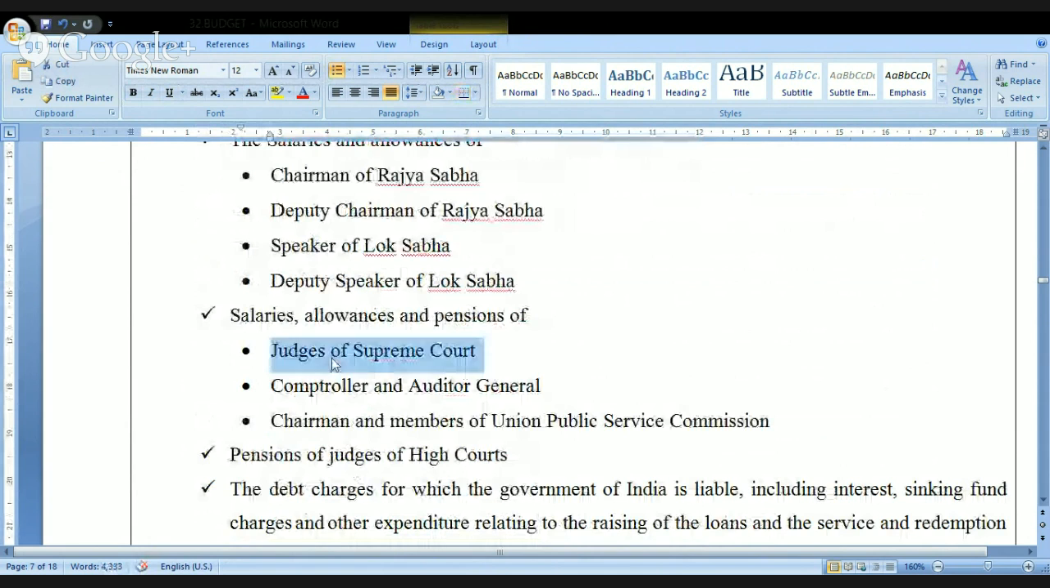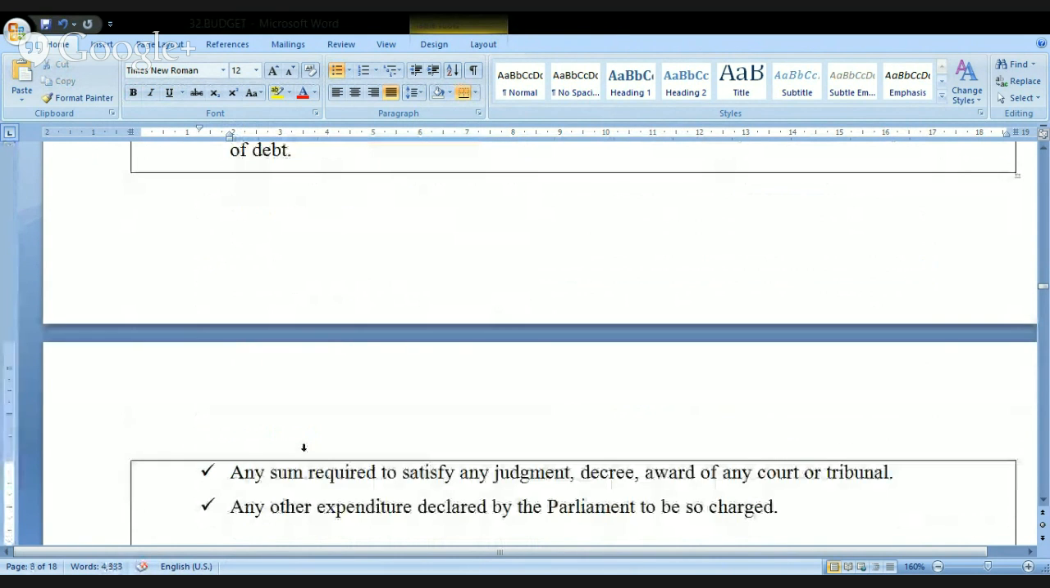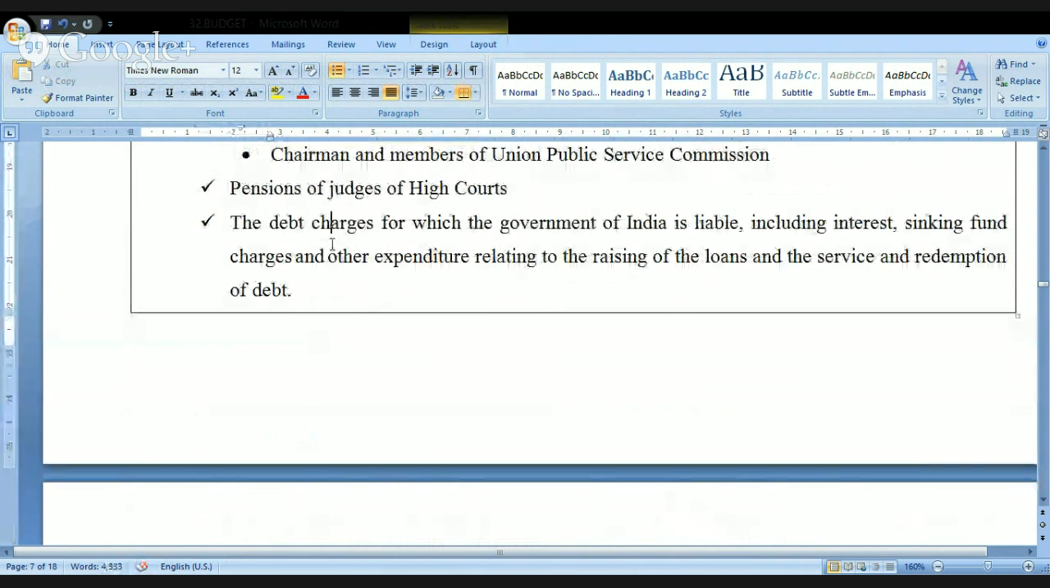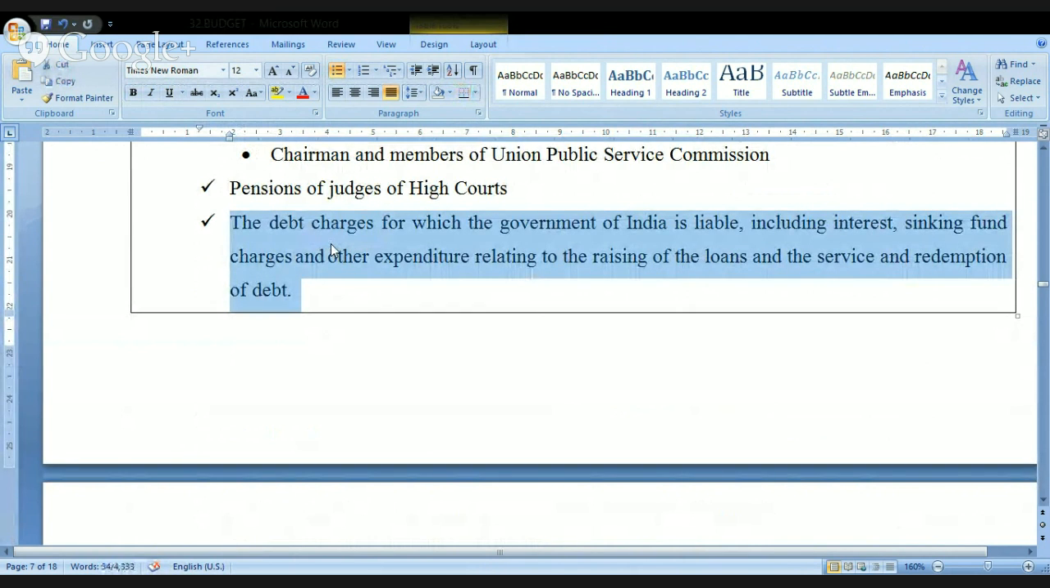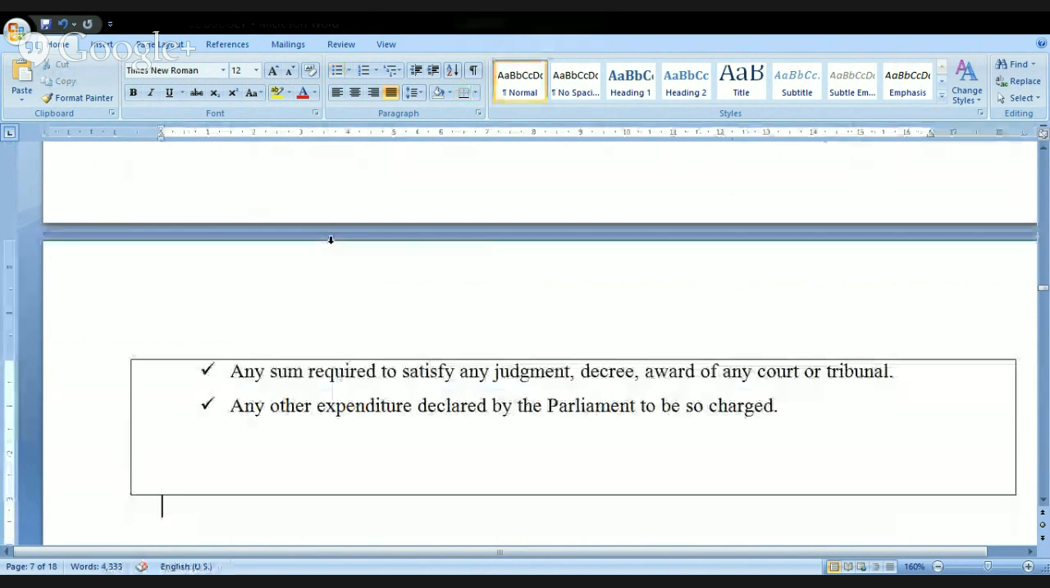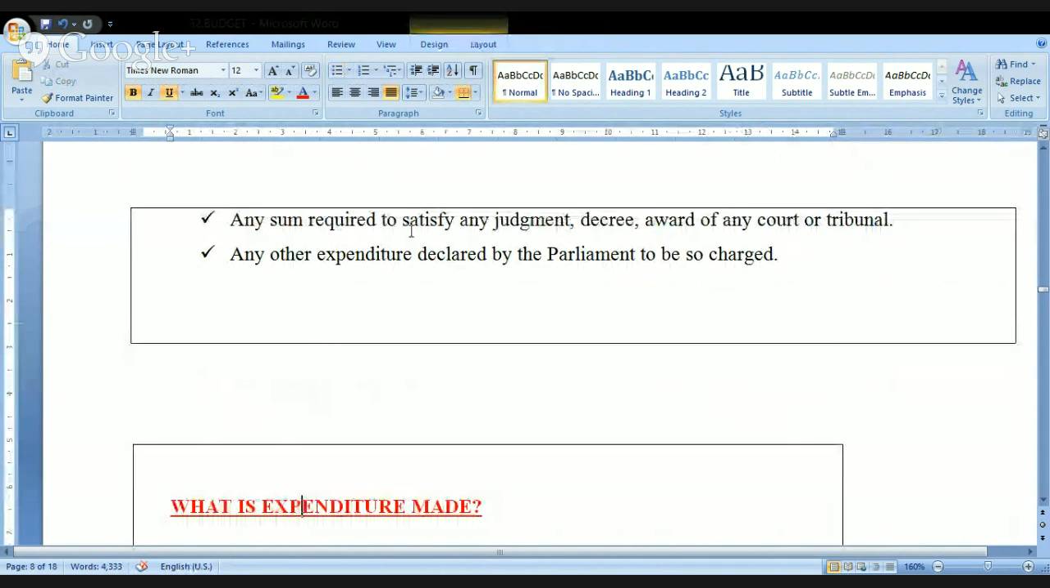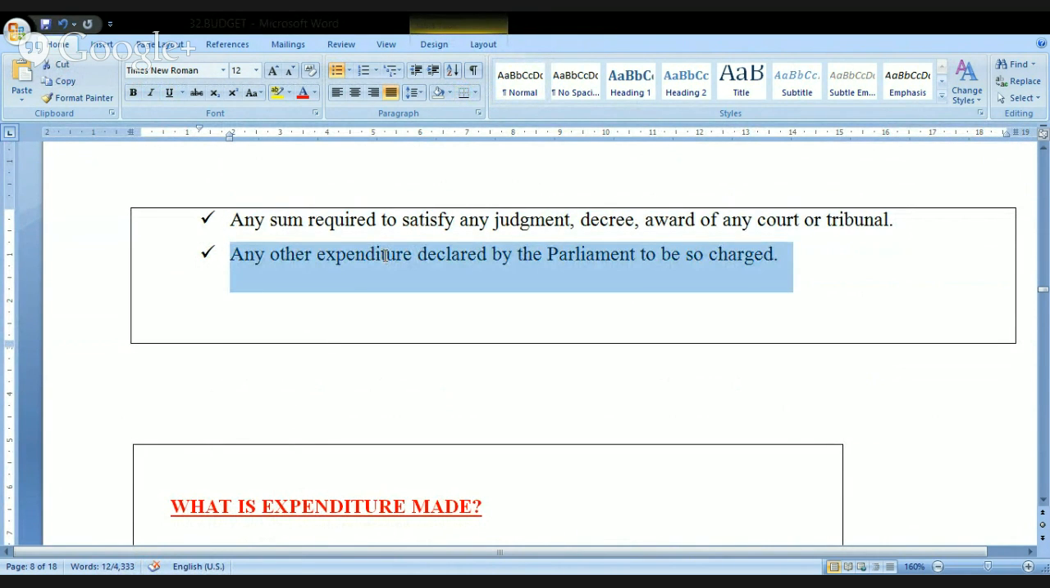pensions of judges of the Supreme Court, comptroller and auditor general, chairman and members of the Union Public Service Commission, followed by pensions of the judges of the High Court, and followed by the last one, the debt charges for which the government of India is liable, including interest, sinking fund charges, and other expenditure relating to the raising of the loans and the services and redemption of the debt, followed by any sum that is required to satisfy any judgment, decree, award of any court or tribunal, and any other expenditure declared by the Parliament of India to be so charged. So all these things, whatever we have seen, that is coming under the so-called expenditure that is charged.